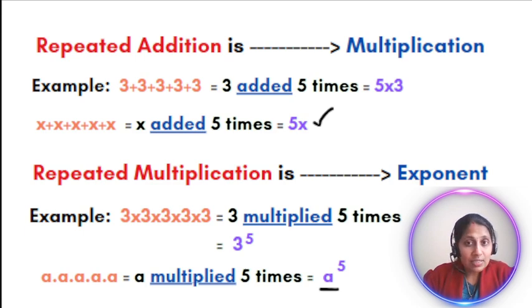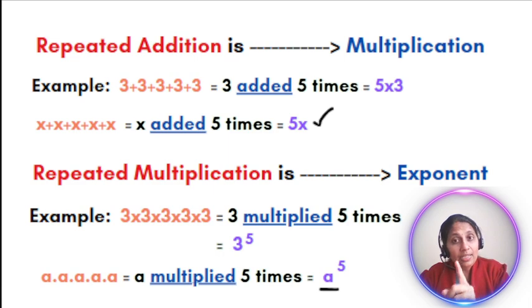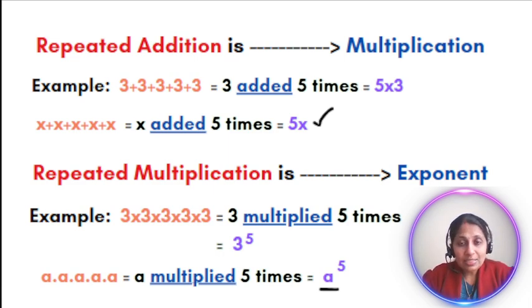In the previous example also, we saw 10 to the power of 18. It means that 10 is multiplied 18 times. So this is the very basic idea of an exponent.